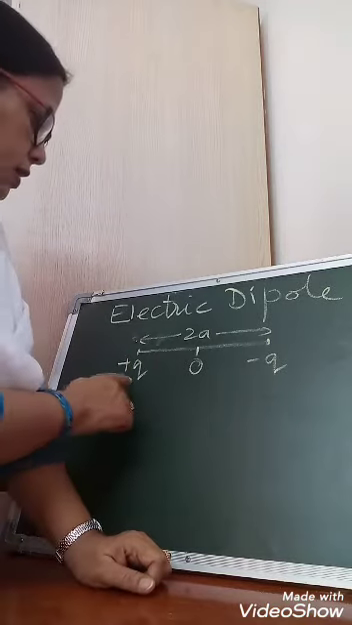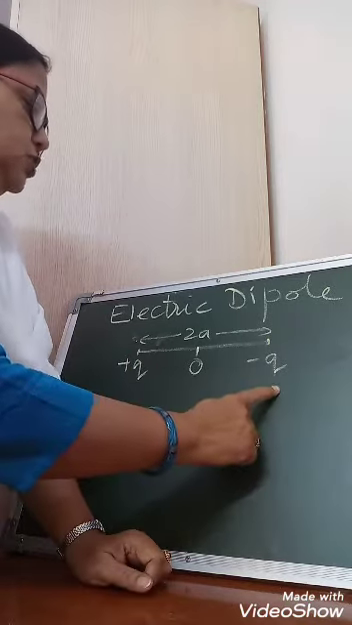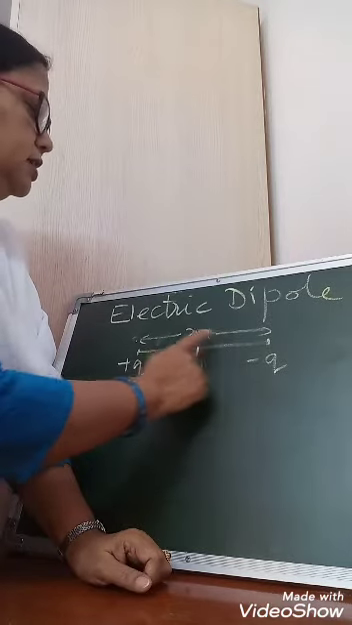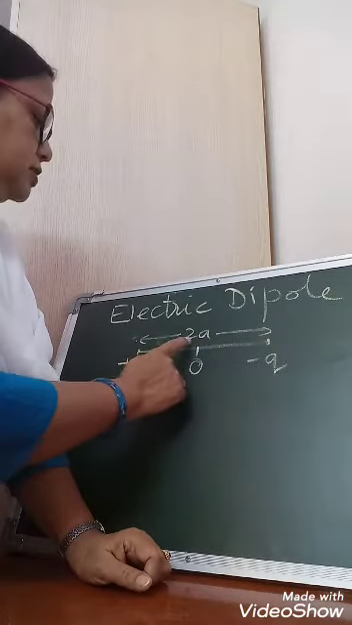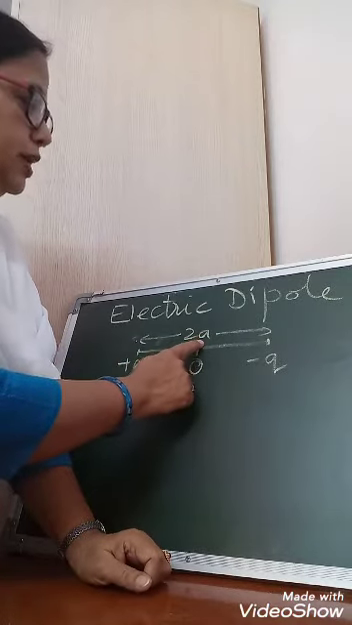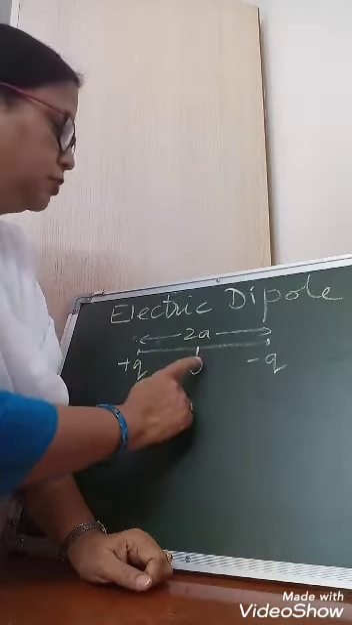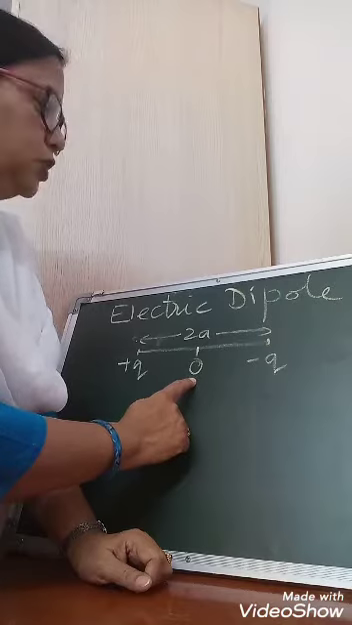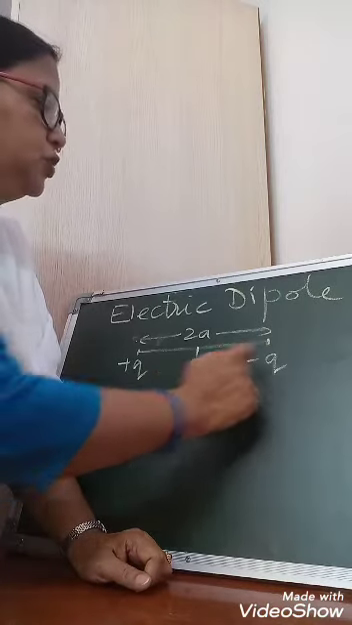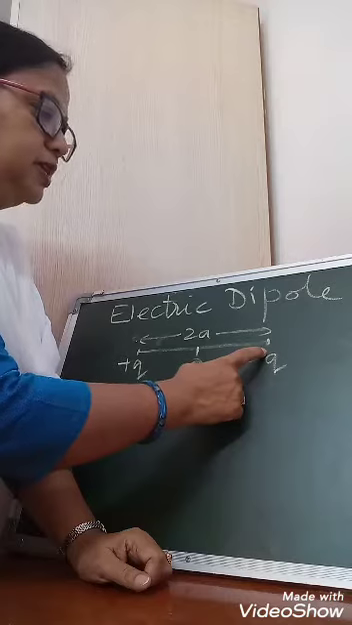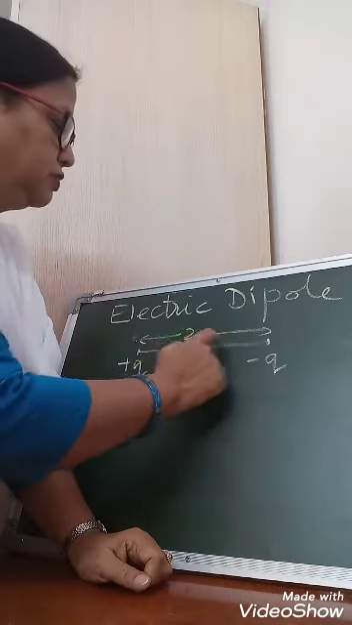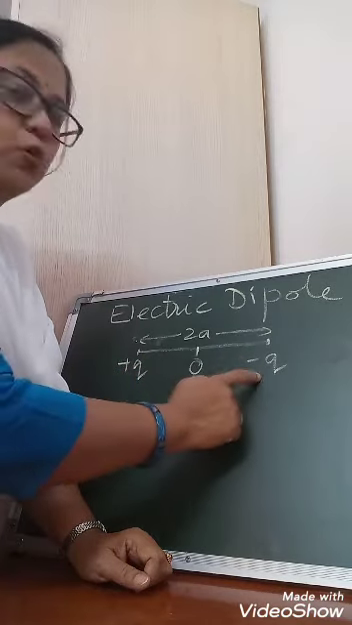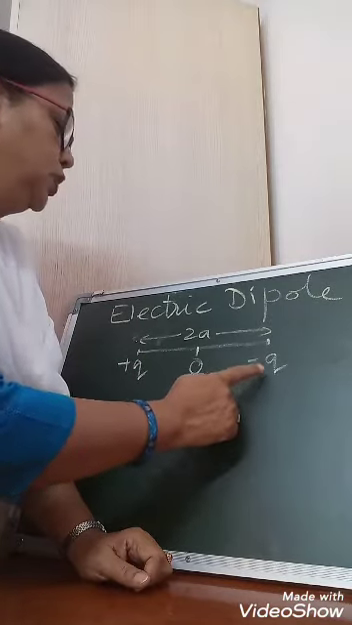Now here you can see that plus q charge and minus q charge are separated by a small distance. That distance is denoted by 2a. This is taken for convenience because mostly we take the distance from the center of the dipole. So when you take from the center of the dipole to any other point, this becomes a convenient figure, that it will be a here and a here. Therefore the distance between the charges of the dipole is considered as 2a.